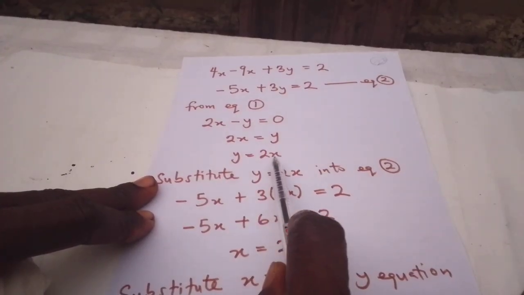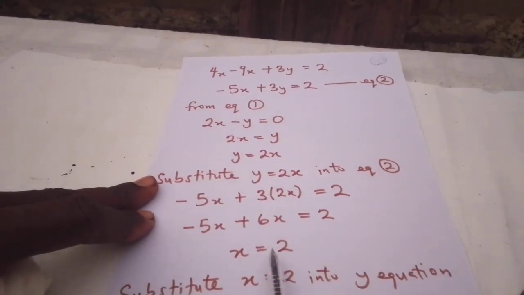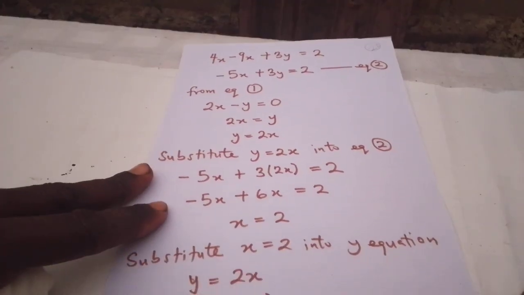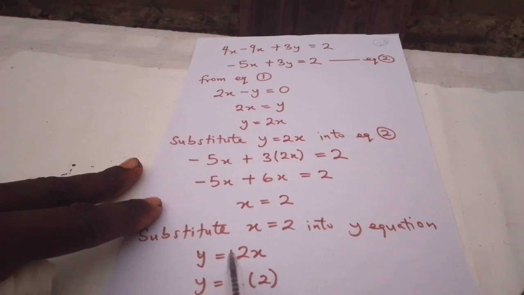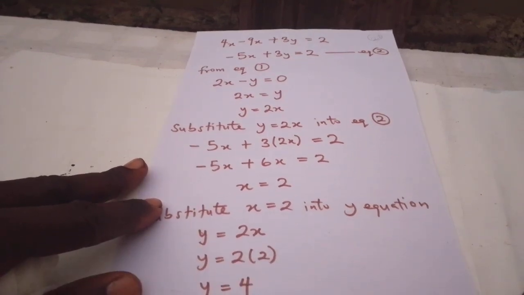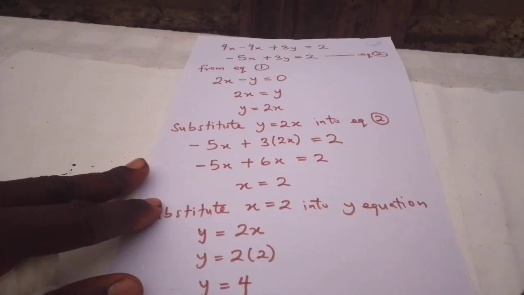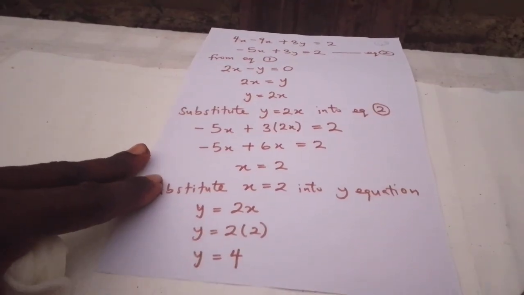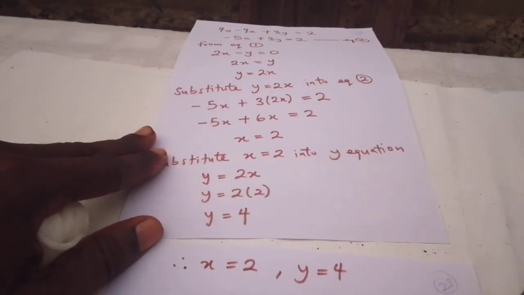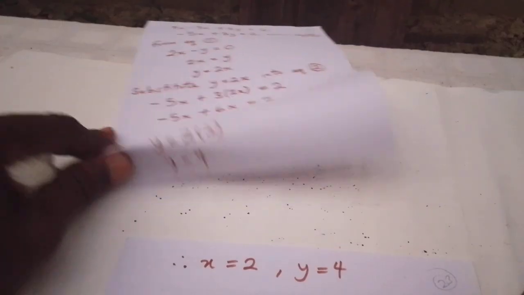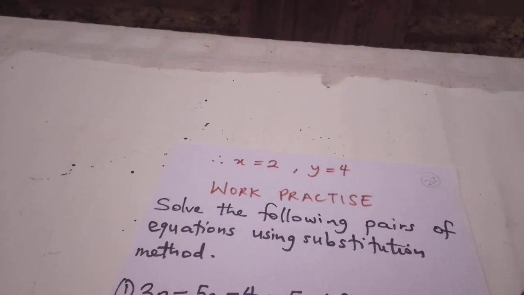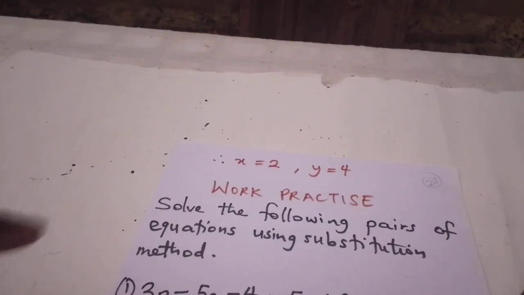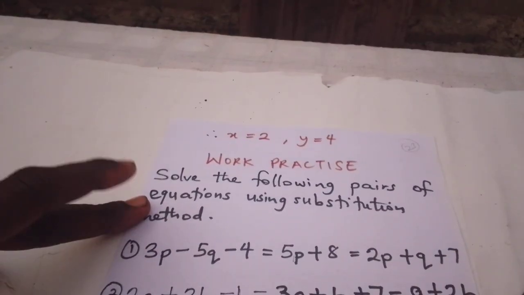So wherever you see x, you are going to put the value 2. So y is equal to 2x. In place of x, put 2. 2 times 2 is 4. So from the equation, you can see that the value of x is equal to 2 when y is equal to 4. So for the work practice, solve the following pairs of equations using the substitution method.